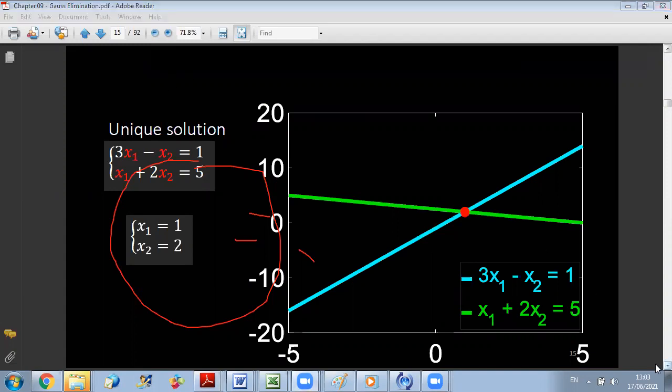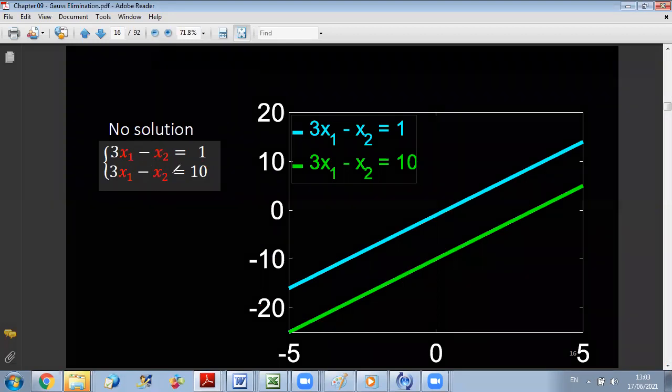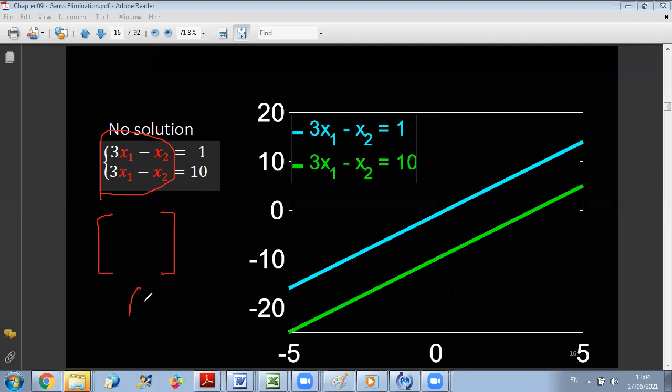The second possibility is to have parallel lines. If you draw this equation and this one, you will have two parallel lines that will never meet. In this case, you can say that you don't have a solution for your problem. This is characterized by a determinant equal to 0 of the matrix formed by the coefficients, here matrix A. In general, we write the system as A times X equals B.